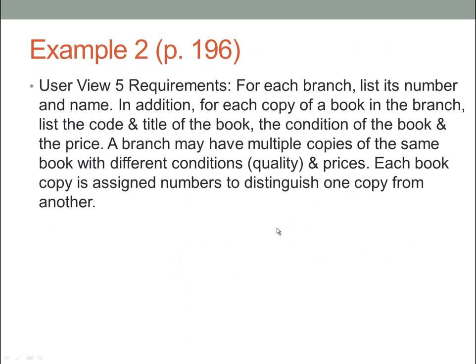I go and meet with a 5th group of users. They determine that for every branch they need to know the branch's number and name. Additionally, for every book in that branch they need the code, title of the book, the condition or quality of the book, and the price. A branch, I find out, may have multiple copies of the same book and not always in the same condition. So they might have one book in excellent condition, another one in good condition.